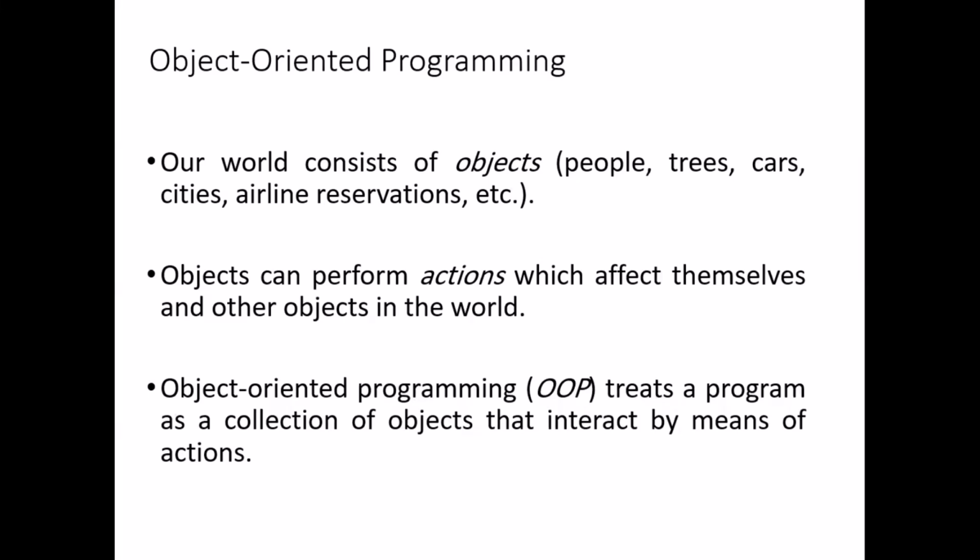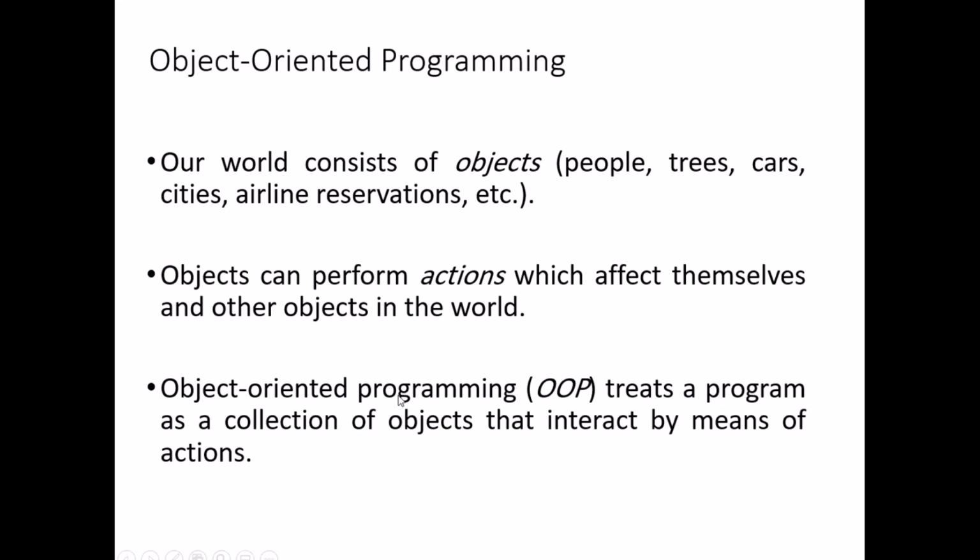Each person knows where to go, where to walk, so knows exactly how to control himself or herself. Trees as well, cars, and so on. And objects also can perform actions. A person can speak, can see, can make actions, and so on. So this will affect themselves only, but does not affect others.